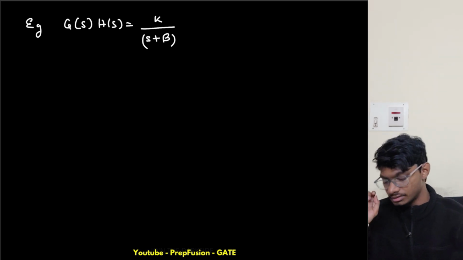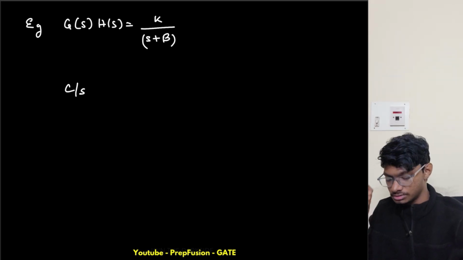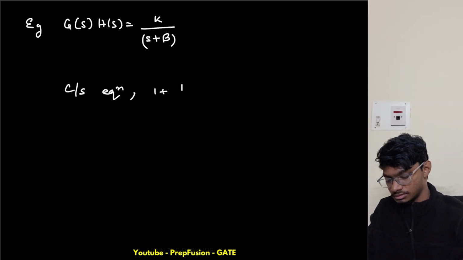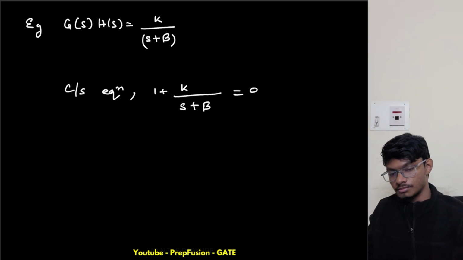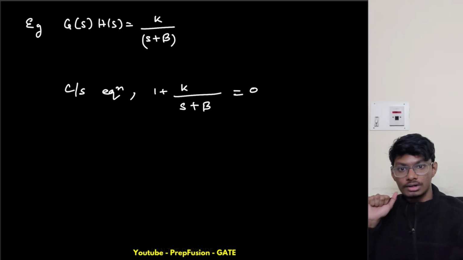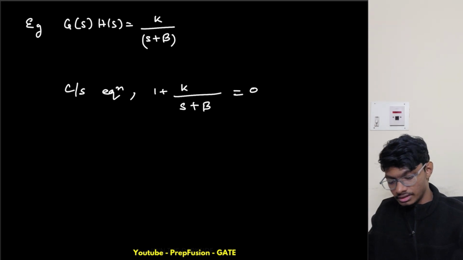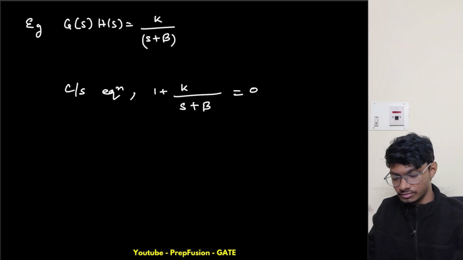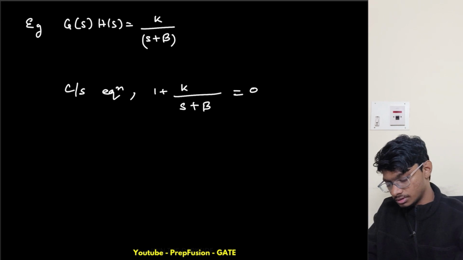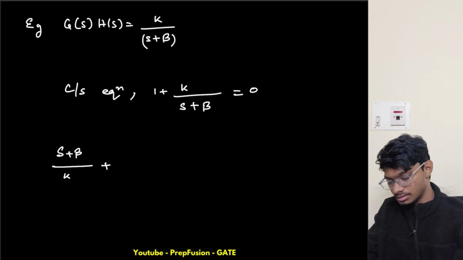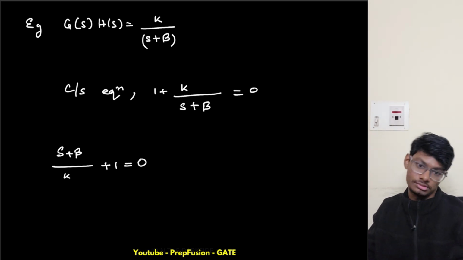Basically, what is my characteristic equation? The characteristic equation is 1 plus K by (s plus beta) equals 0. Now what will I do? If I divide by K and multiply by (s plus beta), what will happen? Dividing by K and multiplying by (s plus beta) in this whole equation, I get (s plus beta) by K plus 1 equals 0.